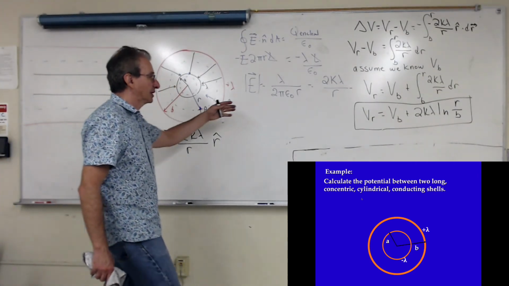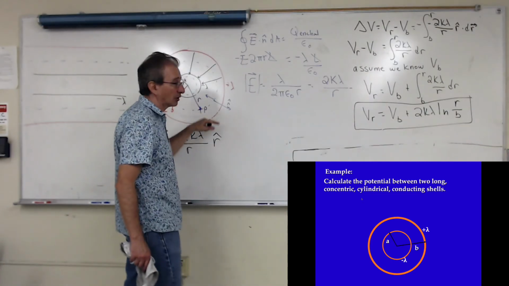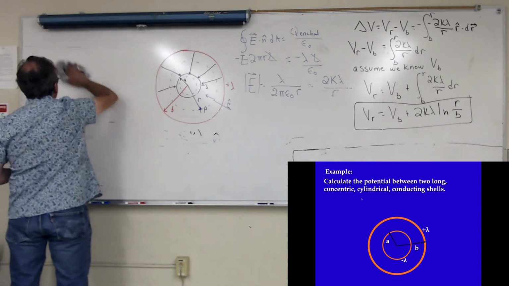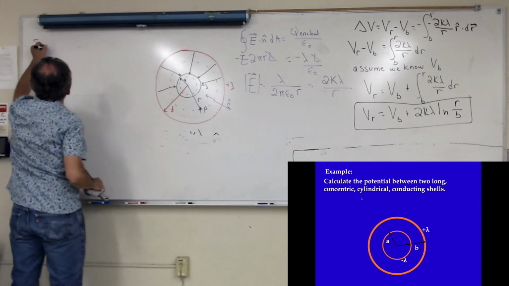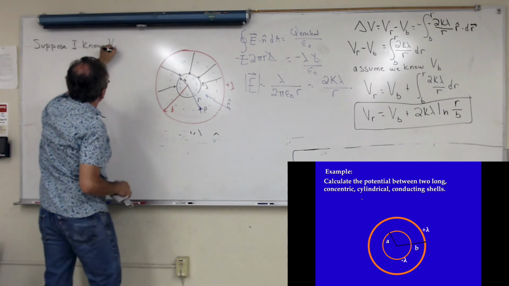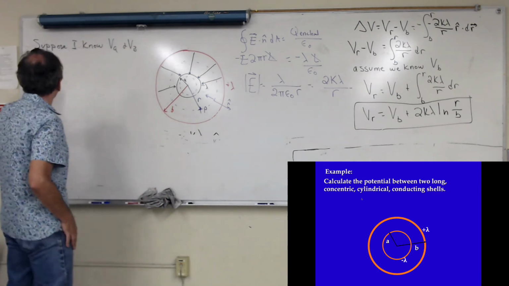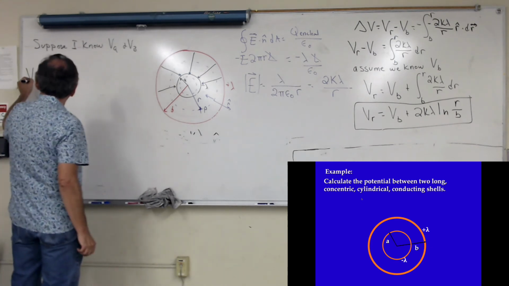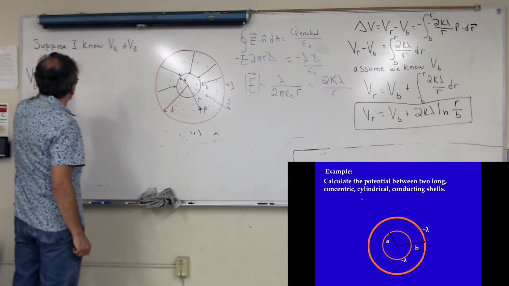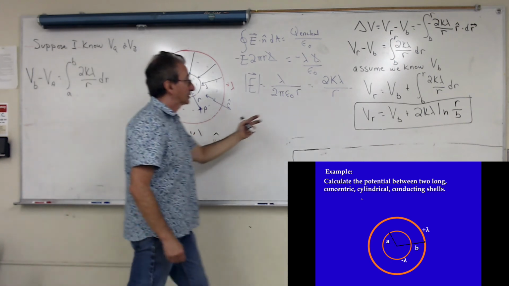If I knew V sub A instead of V sub B, then I can write it in terms of V sub A also. Normally, I know the potential here, and I know the potential here. That's normal. So suppose I know V sub A and V sub B. Let's integrate between those two points. Let's do this between A and B.